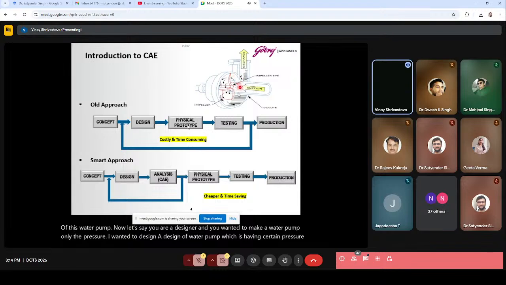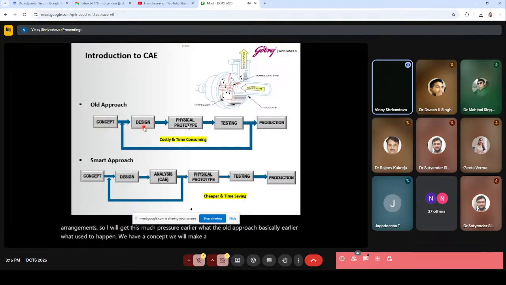Now you have to identify what should be the diameter of this propeller, how many propellers should be there, what should be the suction diameter, what should be the discharge diameter, etc. Moreover, what should be the RPM. So these are all variables. Now you have to work on these variables so that you identify, okay, this is the pressure I was looking for, and if I make such and such arrangement, I will get this much pressure.